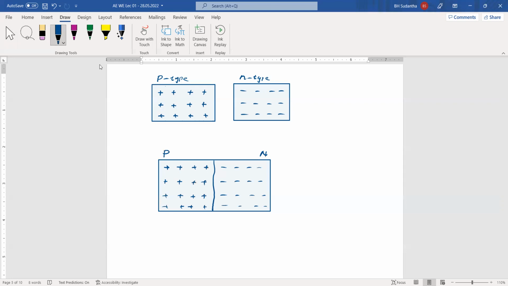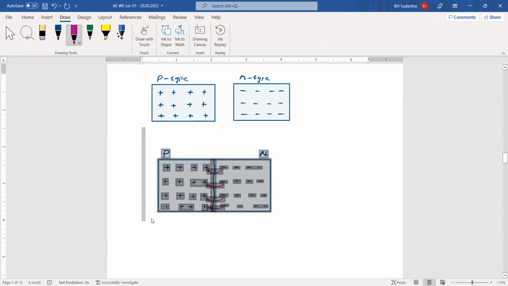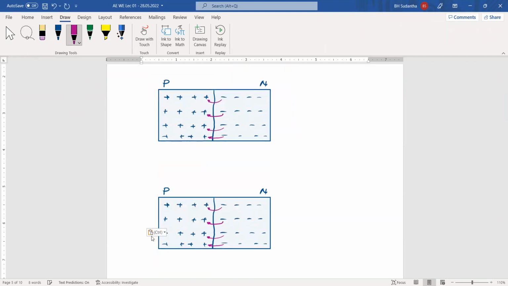Because of this junction, the nearby majority carriers can go to the other side and get neutralized. Because the attraction is there, this positive-negative attraction, this can go to this side and get neutralized. After connecting this one, you can move across this junction and go to the other side and get neutralized.